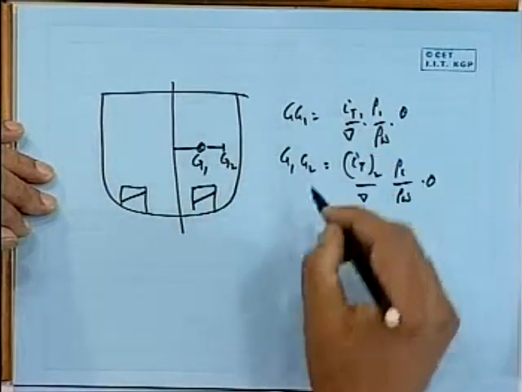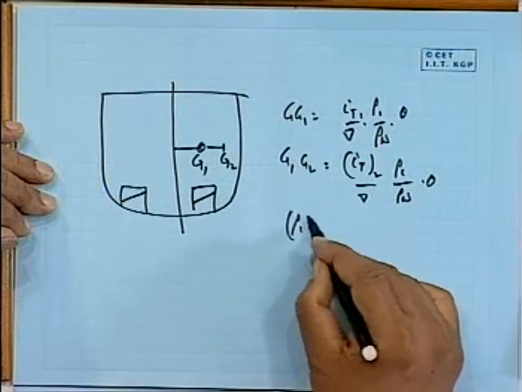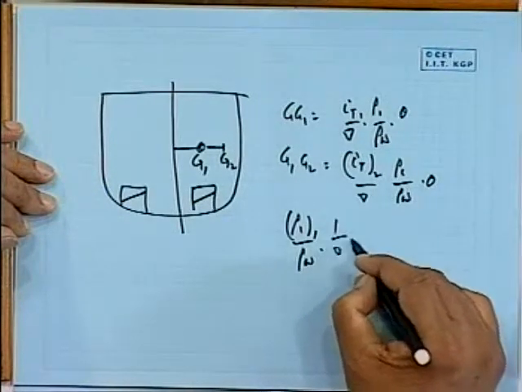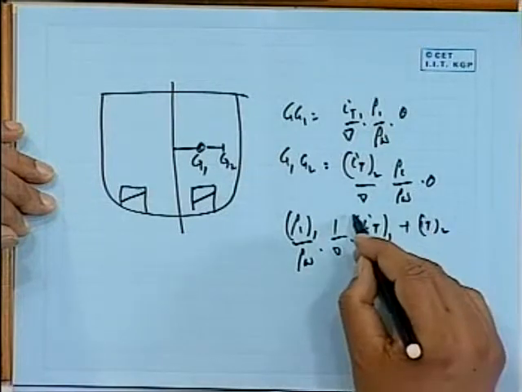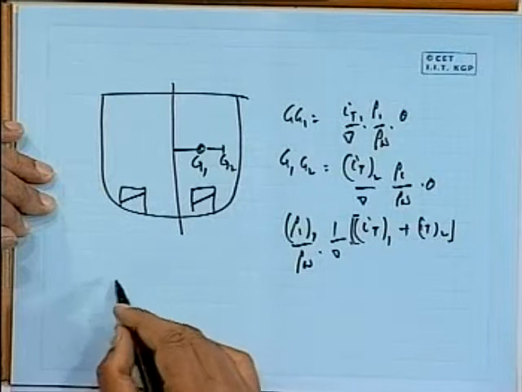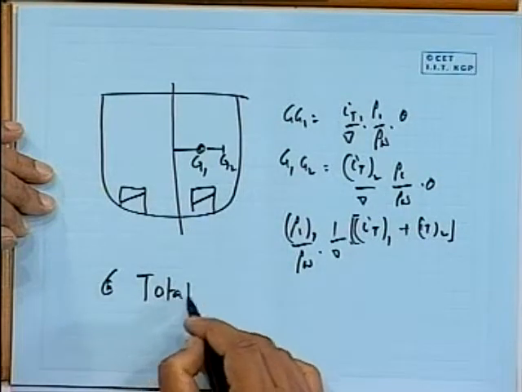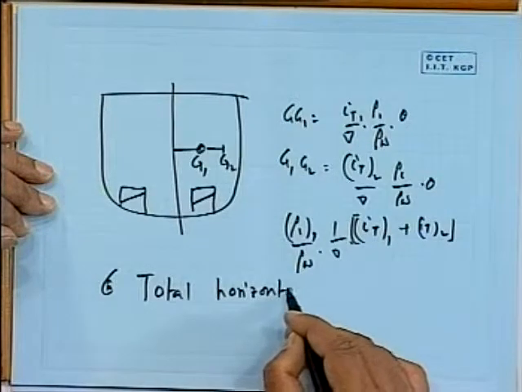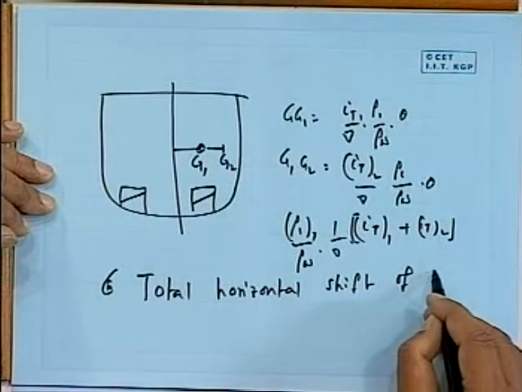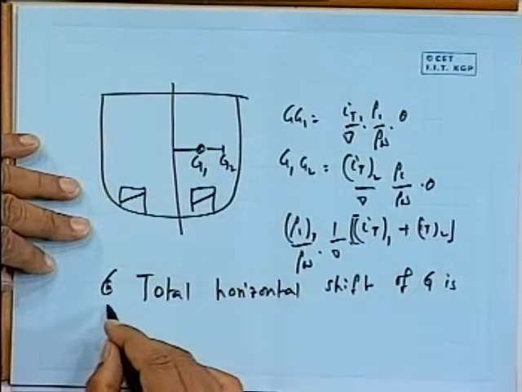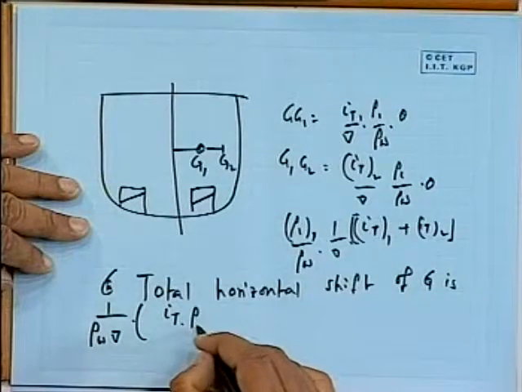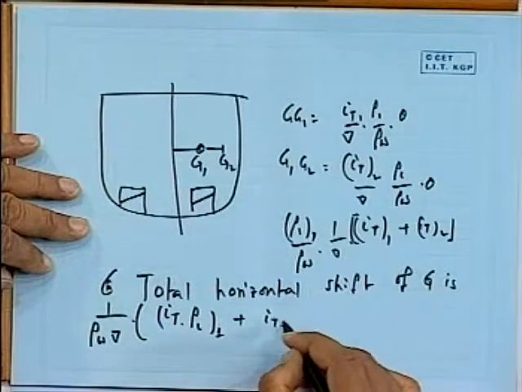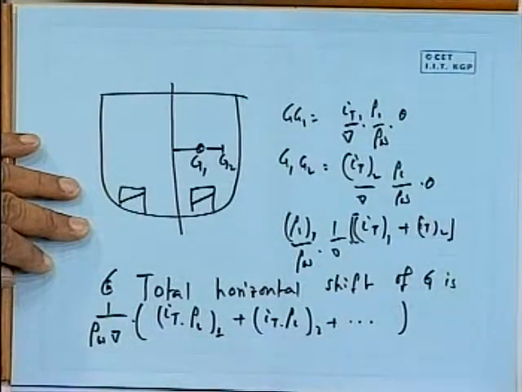So the total shift becomes, rho liquid of tank number 1, by rho W, 1 by delta, IT of tank number 1 plus IT of tank number 2. In fact, this rho can be taken properly. In other words, the total shift we can write this way: 1 by rho water delta into IT into rho liquid of tank number 1 plus IT rho liquid of tank number 2, like that. First one is this by that, second one is this by that, third one is this by that, etc.